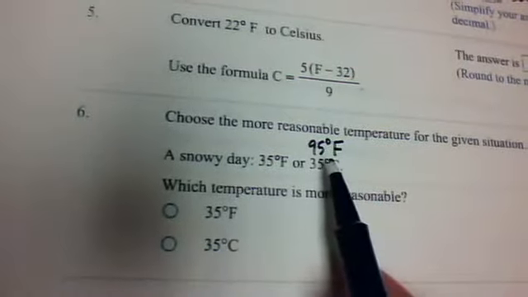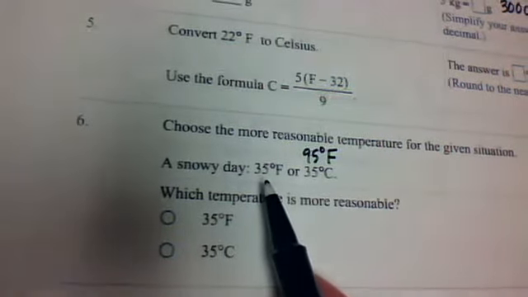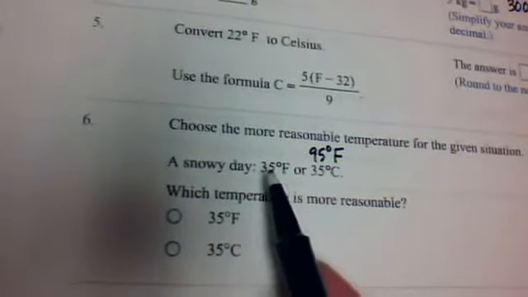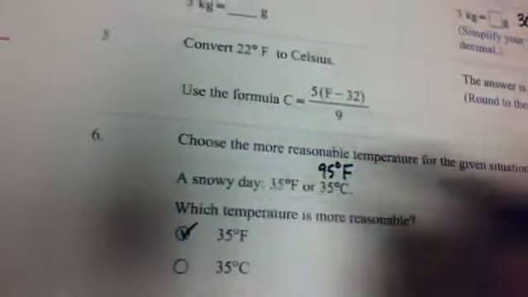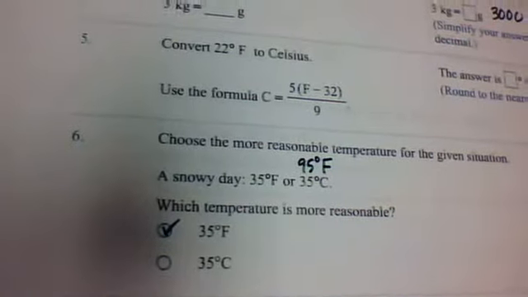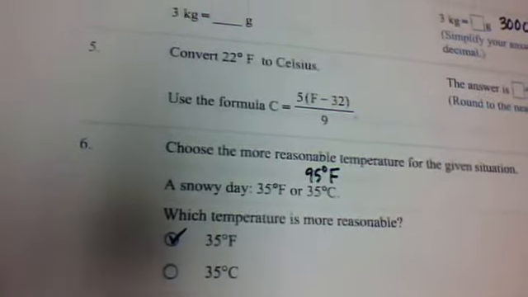Now, if I compare 95 degrees Fahrenheit to 35 degrees Fahrenheit, a snowy day would be 35 degrees Fahrenheit. So I will select the first one, 35 degrees Fahrenheit, as the answer.